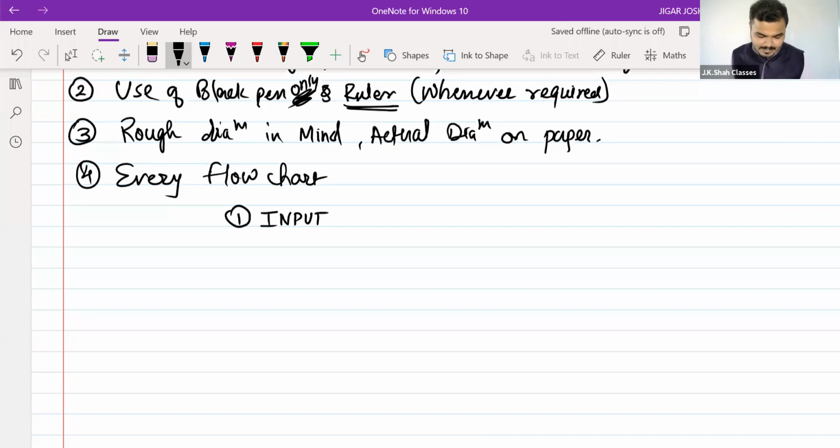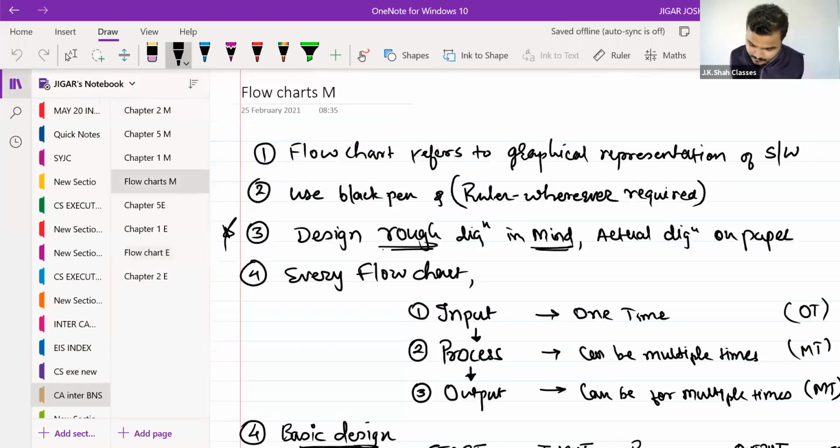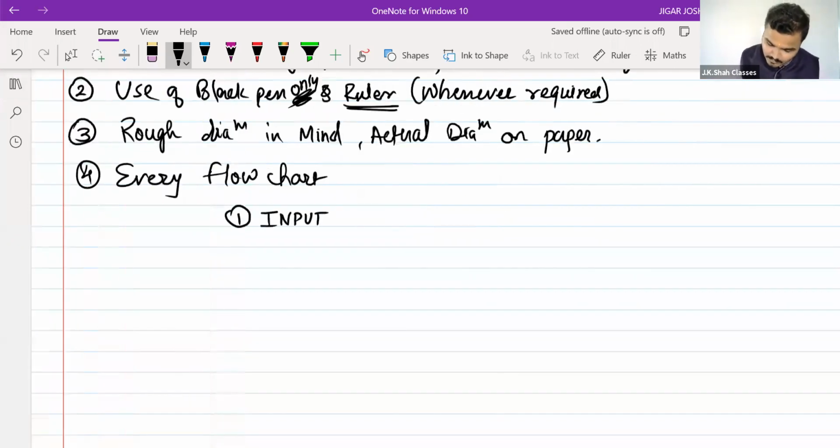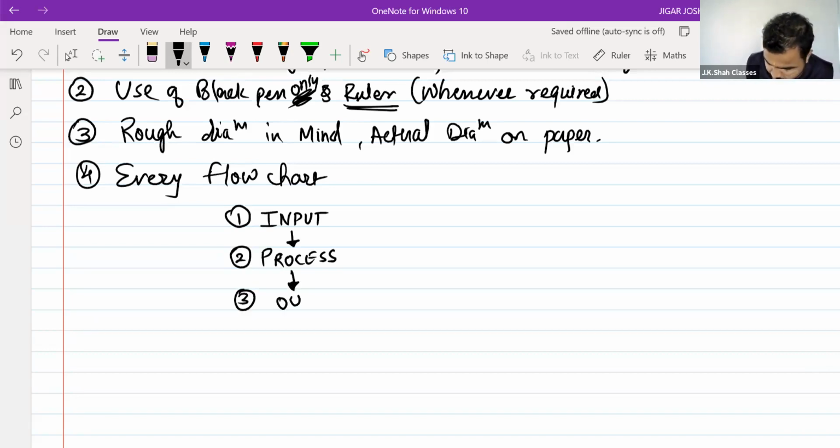Input. Second one, my dear child, will be process. And third one, my dear child, will be output. So there will be input, yes sir. There will be process, yes sir. And then there will be output. Understood? Yes sir. Remember these three things very clearly.